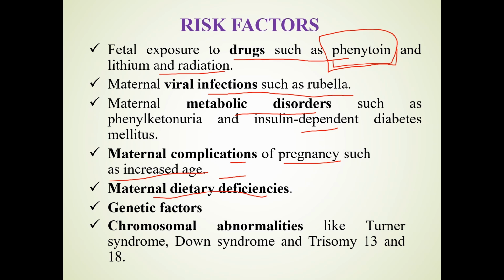The next is genetic factor. If there is chromosomal abnormality like Turner syndrome. In Turner syndrome there will be a chromosome missing. Total chromosomes are 45 in number, or in case of Down syndrome there will be trisomy of the 21st chromosome, and trisomy 13 and trisomy 18. So in these conditions there will be chromosomal abnormality, either an extra chromosome or a missing chromosome. This will lead to abnormal gene formation and it will disrupt normal heart formation or normal heart development.